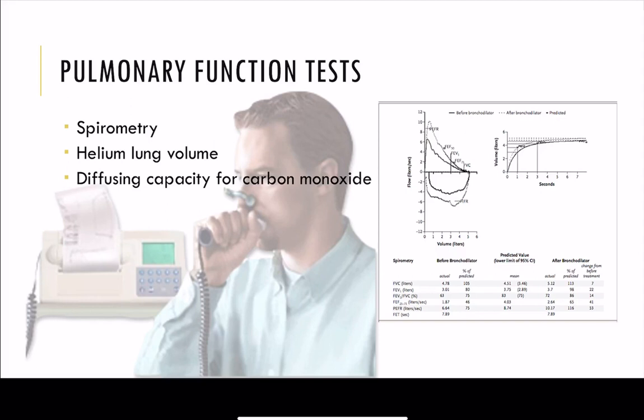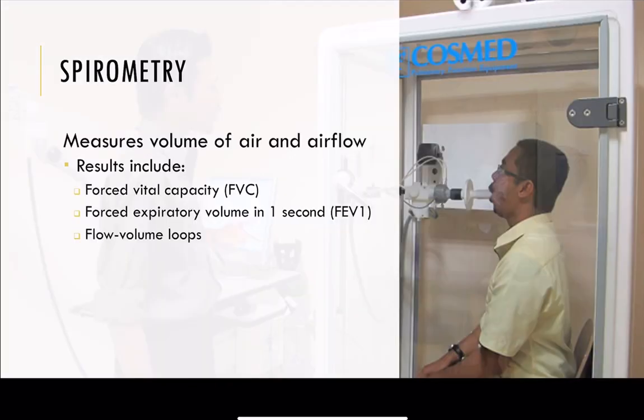So in general, pulmonary function tests can measure volume, they can measure flow rates, and they can measure diffusion capacity. Let's first talk about spirometry, which is a measure of volume of air and airflow. So in spirometry, that's where we're talking about these FVC and FEV1 tests. Typically we do a max inhalation followed by a max exhalation, and the spirometer measures the volume of air and time.